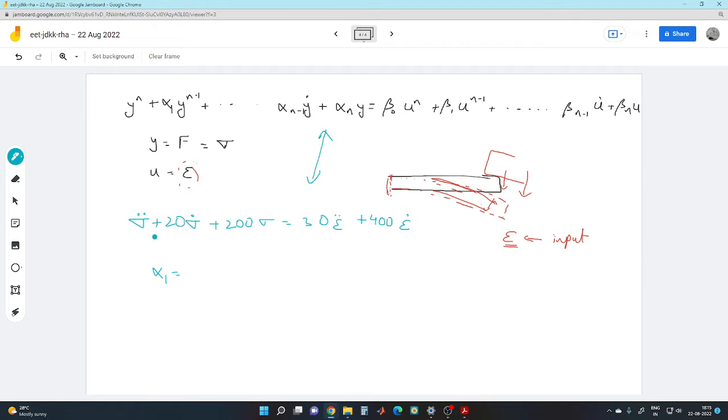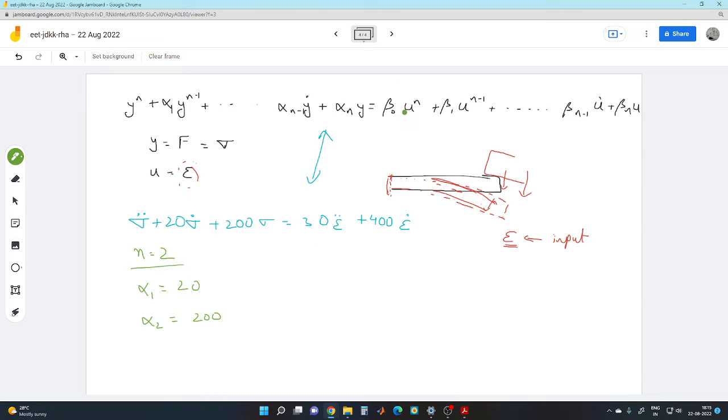Okay, this is up to double derivative. So first of all, we'll define n. So n is equal to 2 here, because the maximum derivative observed here is 2. N is equal to 2. So n minus 1 alpha 1. So next derivative alpha 1 is equal to 20. And the next one is alpha 2 equal to 200. We don't have any more variable in the series, so we'll stop here.